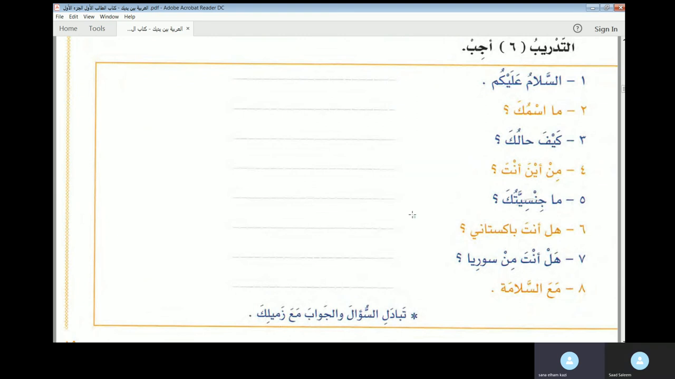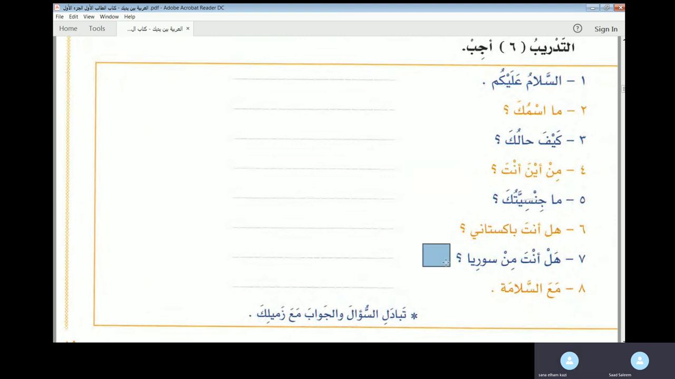Hal anti Pakistaniya? I'm Pakistani. Sorry. Pakistaniya is female? Yes, Pakistaniya is female. And for male, Pakistani. La. Ana Hindiya.